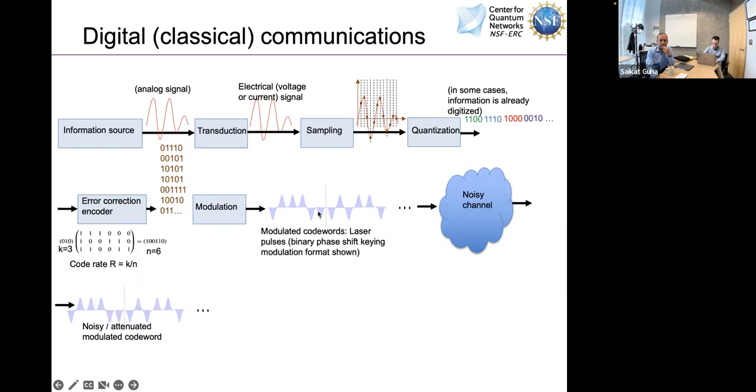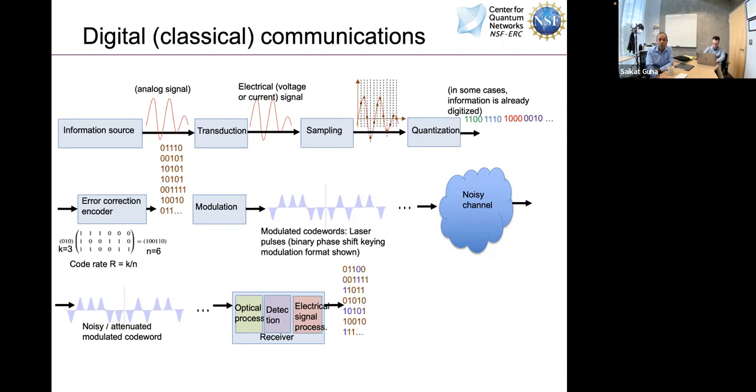And then when it's received on the other side, after going through noise and attenuation through the medium, you then have a receiver that converts that optical signal back into the electronic domain. And oftentimes the receiver has 3 portions to it. It has optical processing, and then there's a detection step. The detection step is what converts the optical signal from the photon to the electron. And then oftentimes there is some amount of signal processing that has to happen in the electronic domain. And all of that together generates the estimate for the code words that were transmitted.